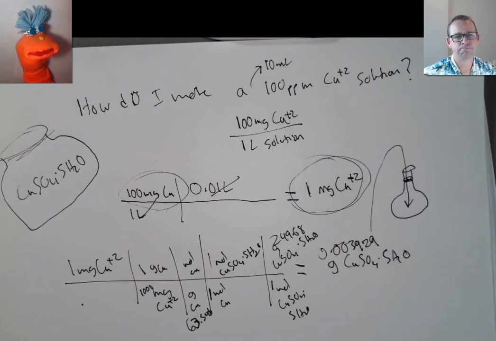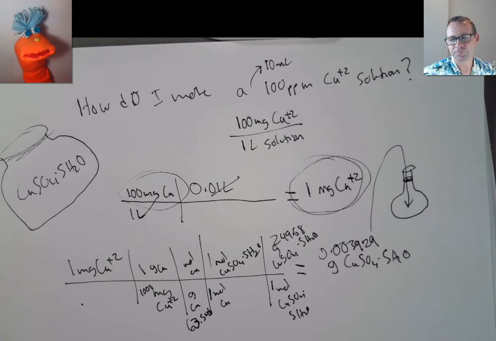What if I just made 100 milliliters instead of 10 milliliters? Oh, yeah, you could do that. And then that would be 0.0392 grams. That's right. Very good. Excellent.